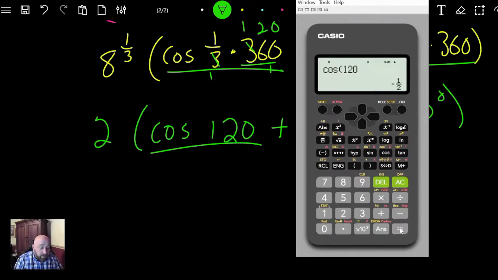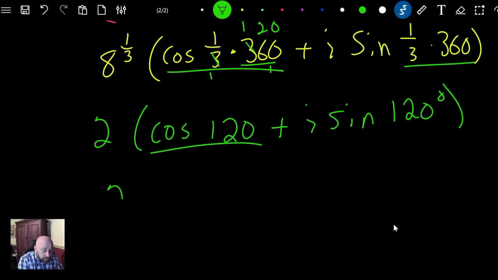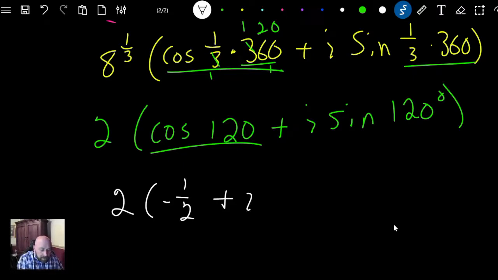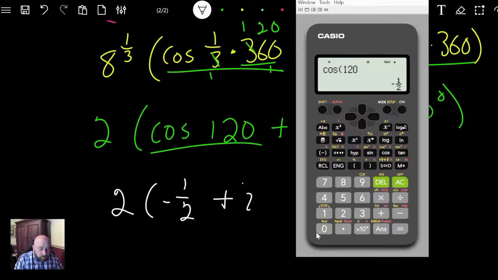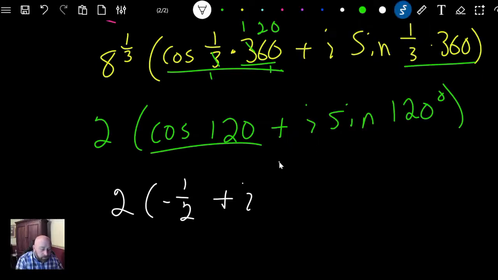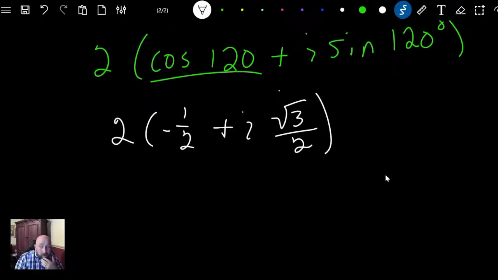And that's going to give us -1/2. So that'll be 2 times -1/2 plus imaginary, and then we need the sine of 120. So we'll go back here. The sine of 120 is square root of 3 over 2. Square root of 3 over 2. All right, and now we just go ahead and do that.